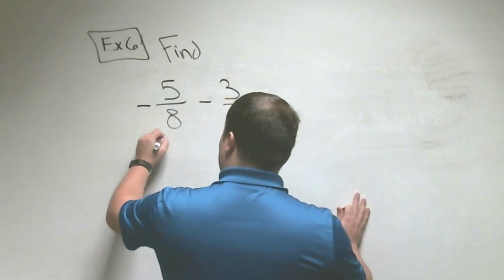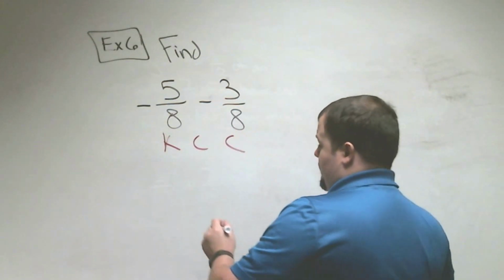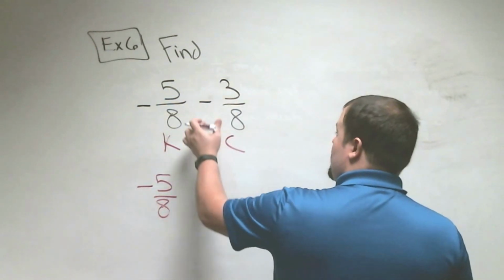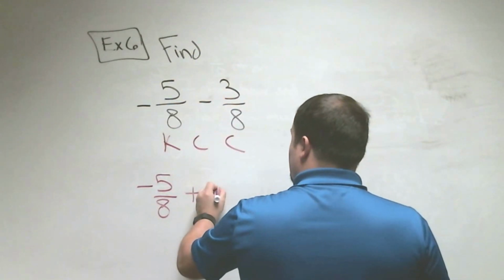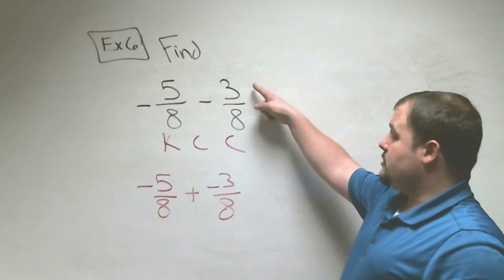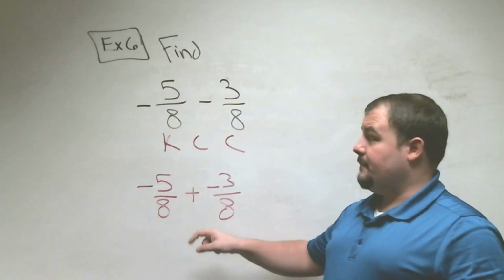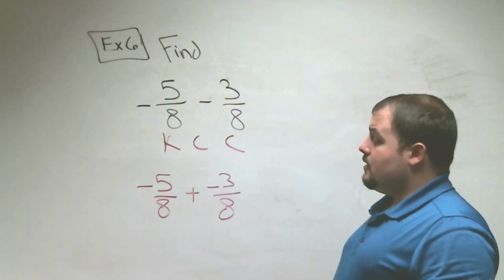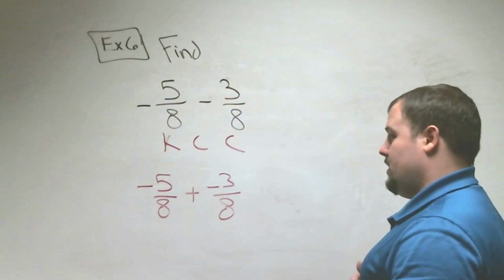So what we're going to do is KCC. Anytime we have subtraction, we keep the first one. So negative 5/8 is going to stay negative 5/8. We change subtraction to addition, and then we change this to its opposite. So we change 3/8 to negative 3/8. We keep the first one the same, change subtraction to addition, change the number behind the subtraction sign. So what we're really looking at is negative 5/8 plus negative 3/8.